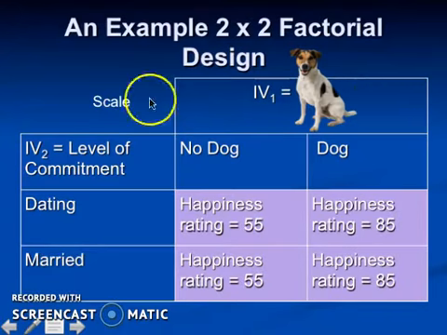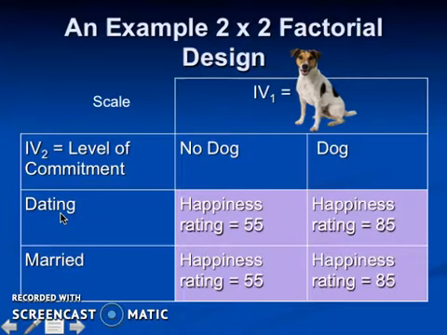So if I'm looking at the main effect, I'm only looking at overall, does having a dog increase happiness? That's one main effect. My other main effect is I'm only looking overall at how level of commitment influences happiness. And then my interaction is looking at how having a dog changes happiness dependent on whether they're dating or married. So it's dependent on their level of commitment. How does one independent variable influence the dependent variable based solely on one level of that other independent variable?